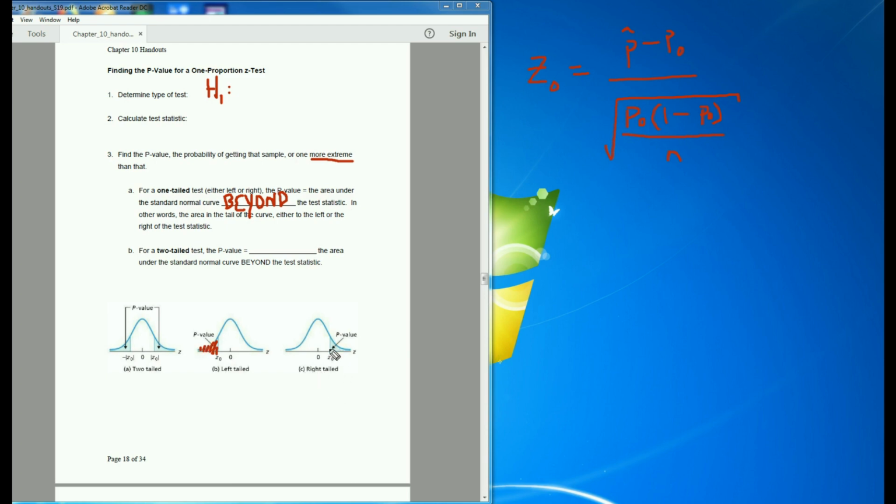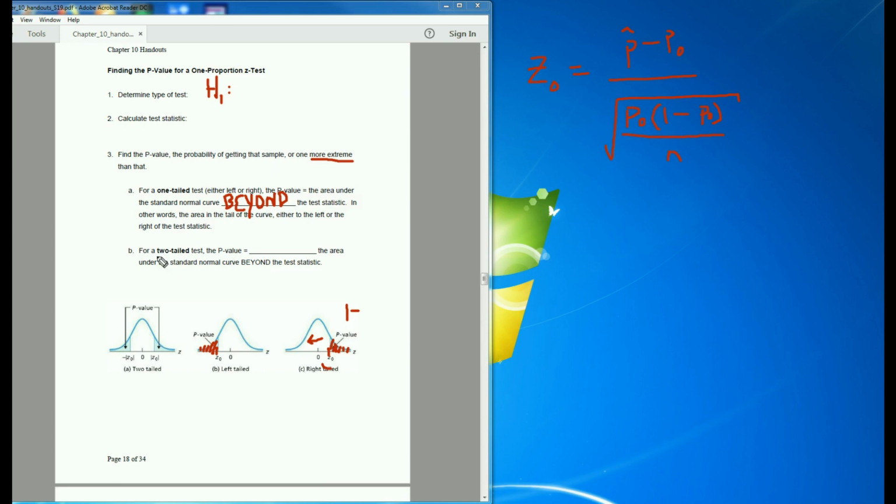If it's a right-tailed test, and if here is your test statistic, then the p-value is the area to the right. All right, so you just have to remember in that case, when you go to the table and you look up your test statistic z-score, it will give you the area to the left. And you just have to do 1 minus that area to the left to get the area to the right.